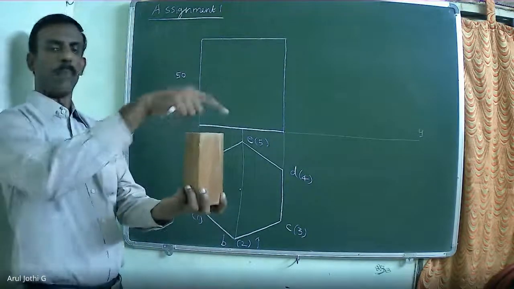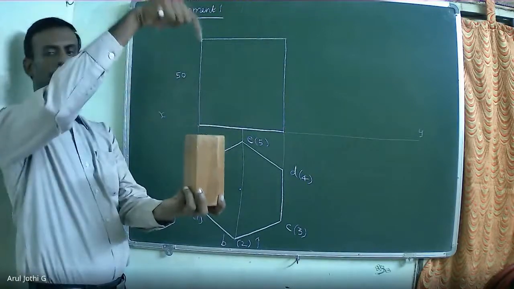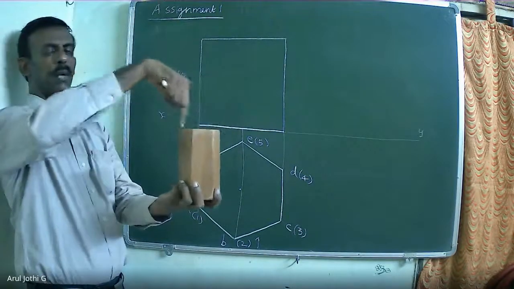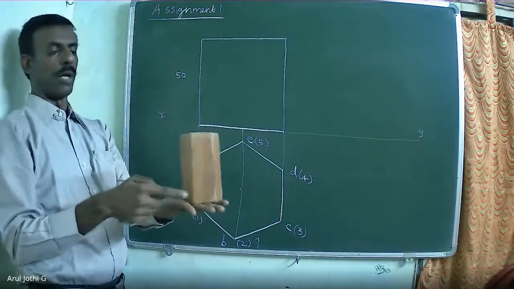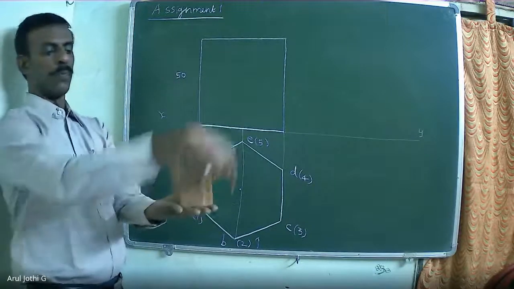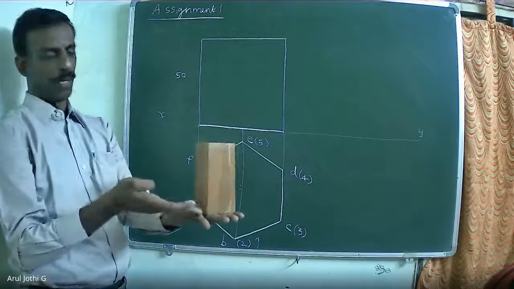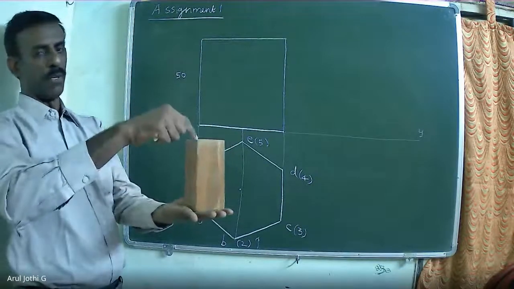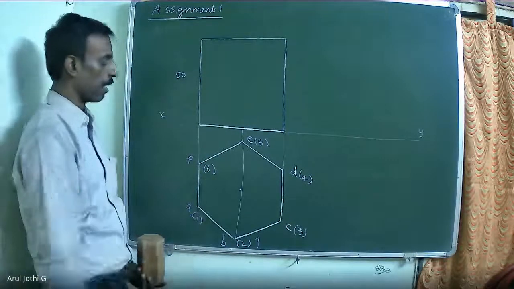now for the top hexagon, I am going to use A, B, C, D, E, F. So when you look in top view, A, B, C, D is available at the top. For the bottom hexagon, I am going to use 1, 2, 3, 4, 5, 6. So 1, 2, 3, 4, 5, 6 will not be visible in the top view because it is available at the bottom. Only this A will be visible, 1 will not be visible. That's why I put 1 within the bracket.